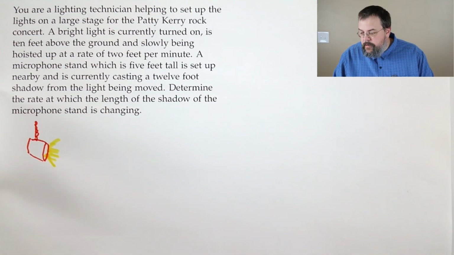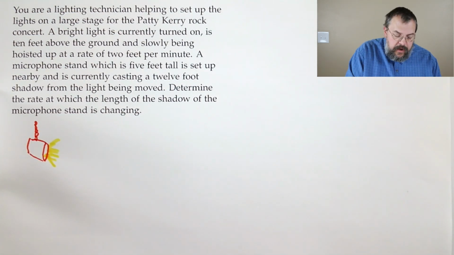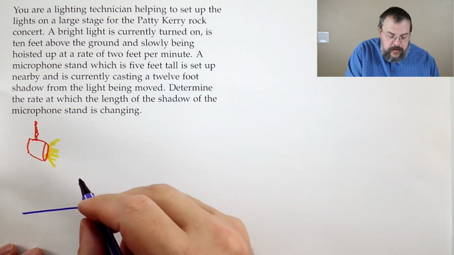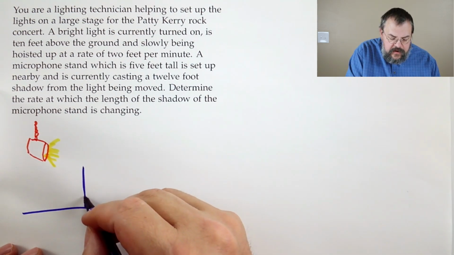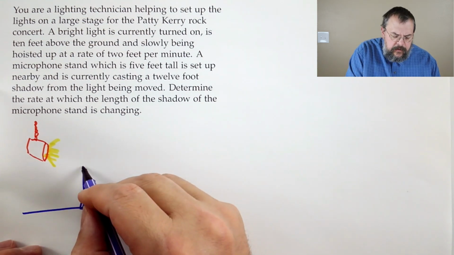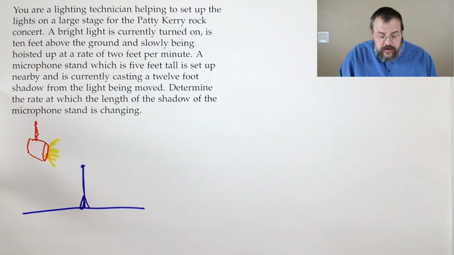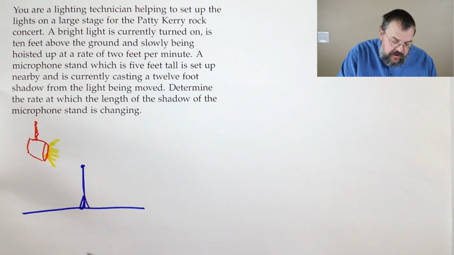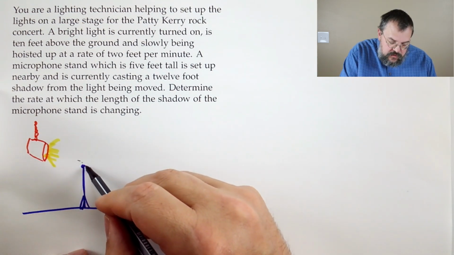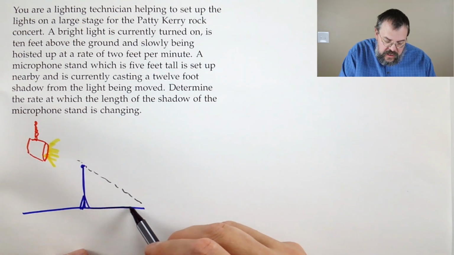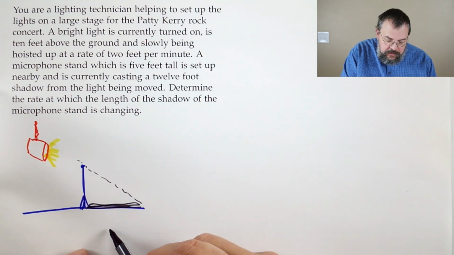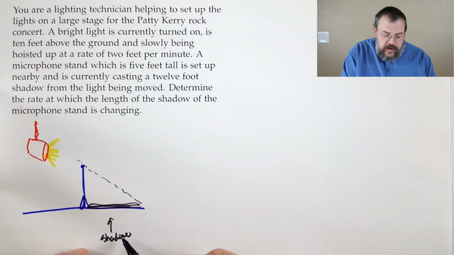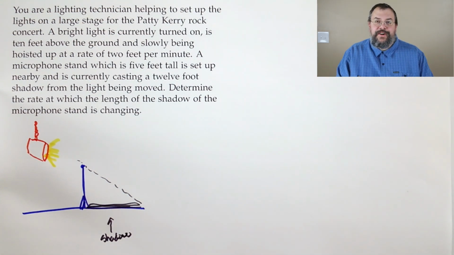And what do we see? Well, we see nearby there's a microphone stand. So here's our microphone stand. And what are we told? Well, that it's casting a shadow. So we have to think about the shadow. So there's this light coming down. So there's this shadow here. So here's the shadow. All right, so there's our rough drawing of our situation.